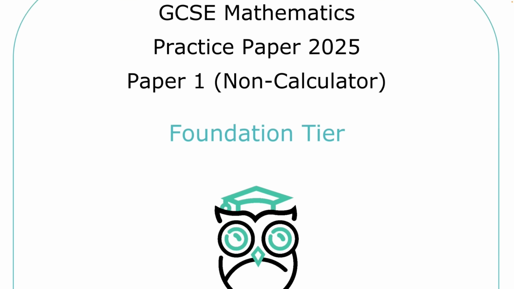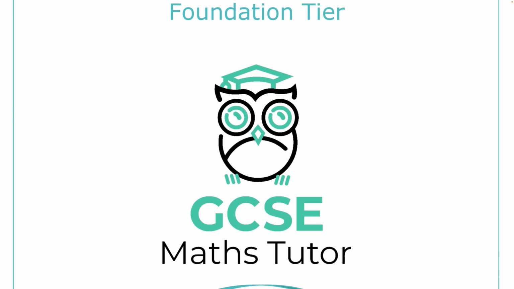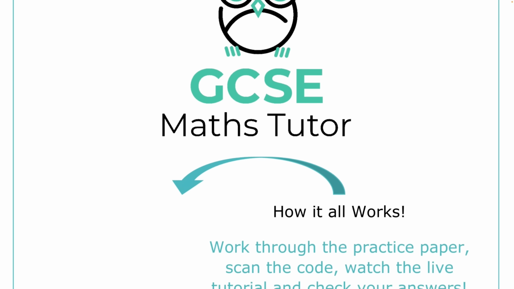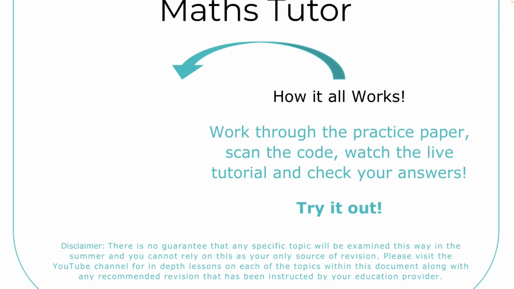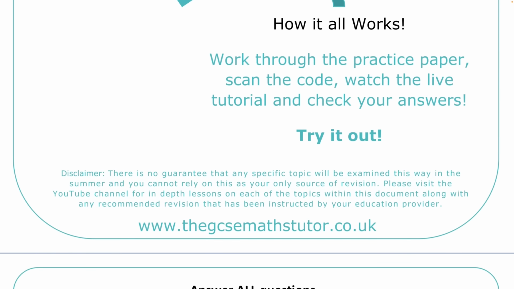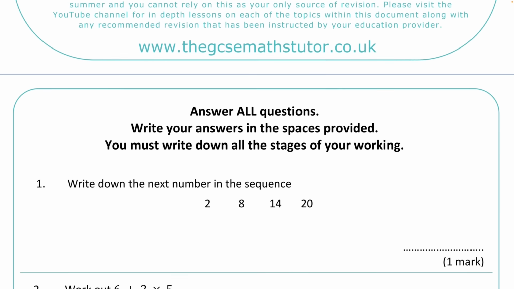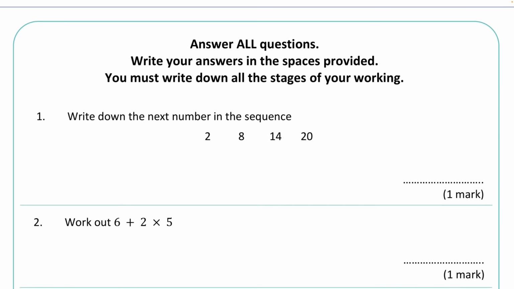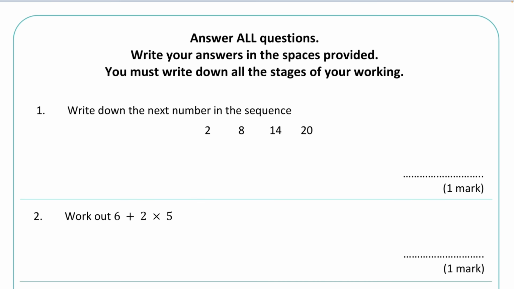Now you will be able to download this booklet in the description, and within the booklet there will be a QR code just here so you can get back to the video at any point once you've practiced the paper itself. Now we're going to get started with question 1 because we've got a lot of questions to get through. So this first question is asking us to write down the next number in the sequence. We can see here that it is going up in 6s each time, so adding 6 to that final number 20 gives us 26 for our next number in the sequence.